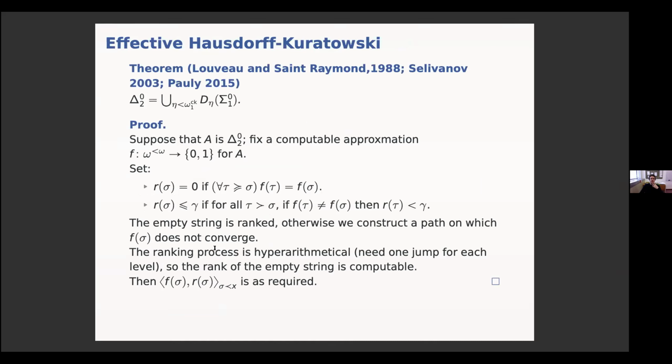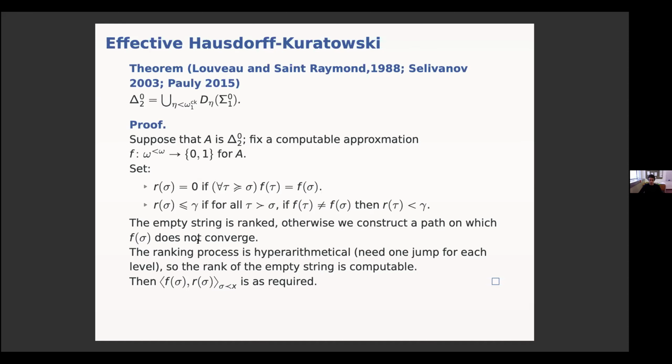Okay, and so the effect of Hausdorff-Kuratowski, which was noted by Louveau and Saint-Raymond in the 1988 paper, but also by Selivanov later and by Pauly later, is that this works effectively. Right. So how do we do it? Well, there's really essentially one proof, and that proof is effective. But true stages, in some sense, true stages will be used to get this up the hierarchy. For just delta 0,2, I don't need true stages. Just quickly the idea, right?